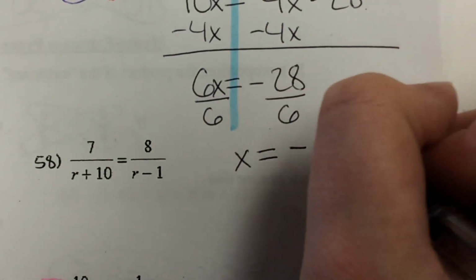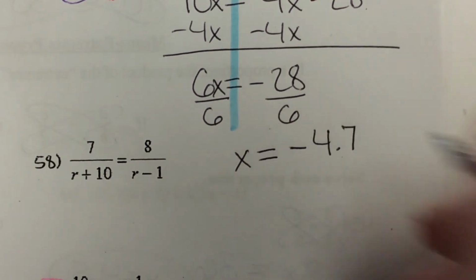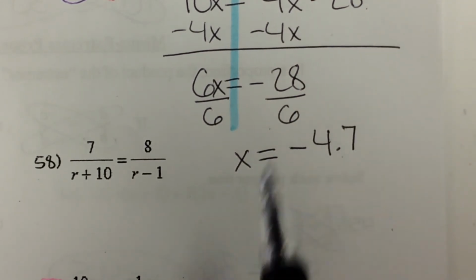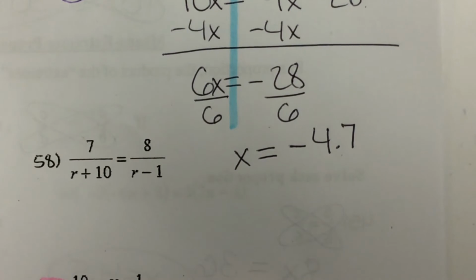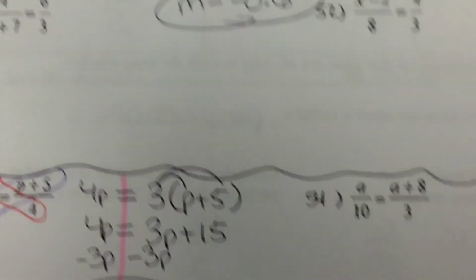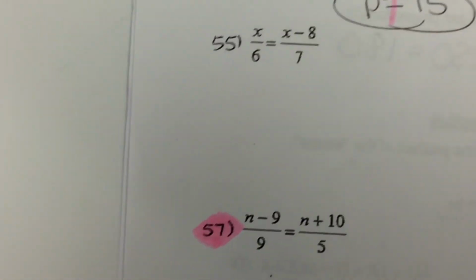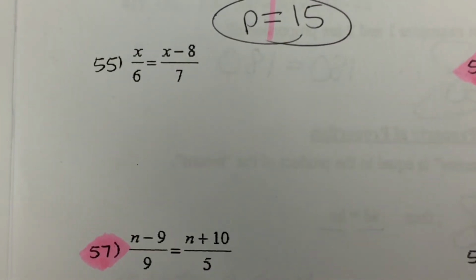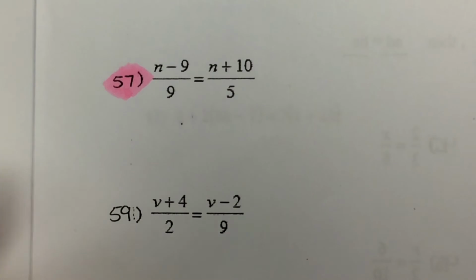negative 4.7. And it's perfectly fine that some of these will be decimal answers, because in yesterday's video we definitely got a decimal answer, so no big deal. All right, let's go over to 57.